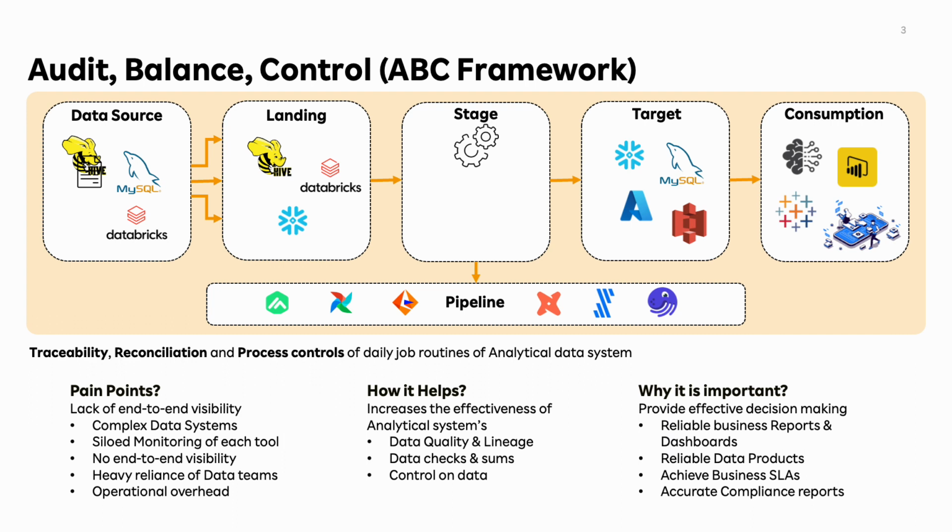So let's talk about what the audit, balance and control framework is. When you look at a typical analytical data ecosystem, data from multiple sources is landed to a landing area, and we may use different tools in this process. We may use a replication tool, some JDBC connections, some API calls, different ways we can load data from data sources to the landing area. From there, you may use some kind of ETL processes to process the data in the way it is required by your consumption layer to land into the target area.